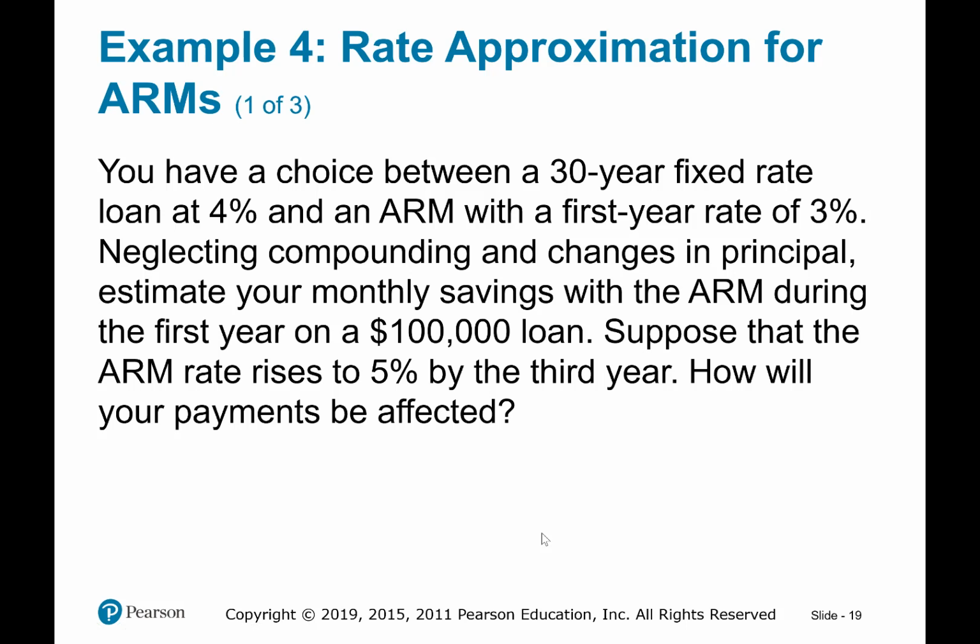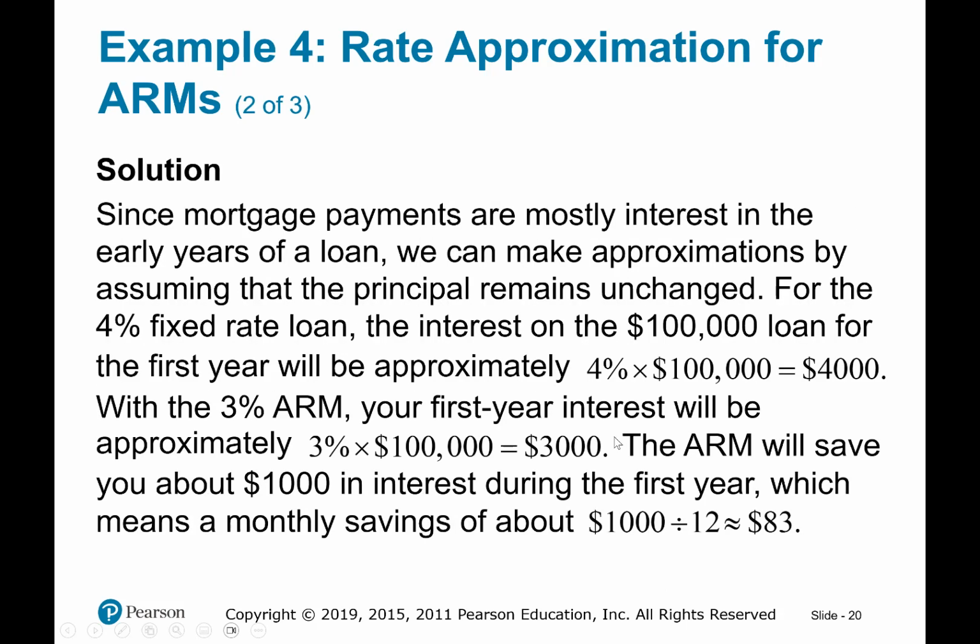Suppose that the ARM rate rises to 5% by the third year. How will this affect your payments? Okay, this is important. So this is a good example. Since mortgage payments are mostly interest in the early years of the loan, we can make the approximations by assuming that the principal remains unchanged, which is not a bad assumption, or simplification.